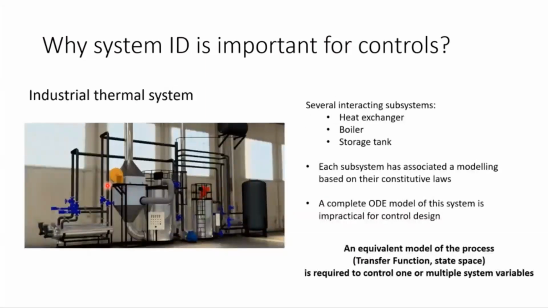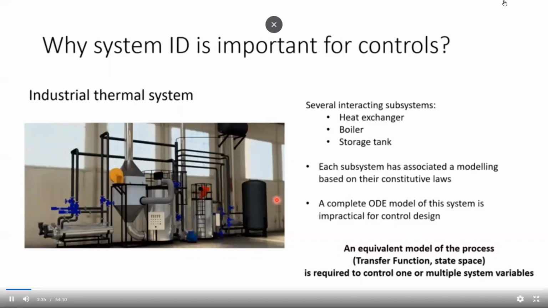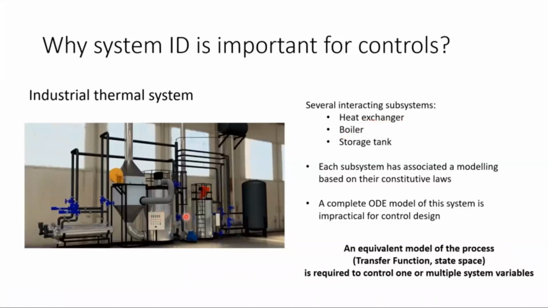However, if we jump now to other systems, like this huge industrial system that we see here, the situation is more difficult, in the sense that, first of all, we have multiple subsystems that are interacting with each other to perform this process. For example, we have a heat exchanger, we have a boiler here, we have some storage tank, and all the other subsystems that you see here, and each subsystem itself has its own constitutive equations and ODEs that model its behavior.